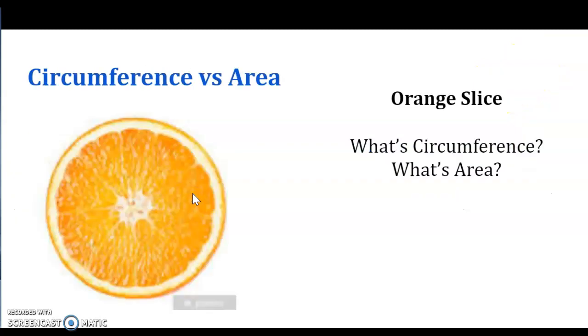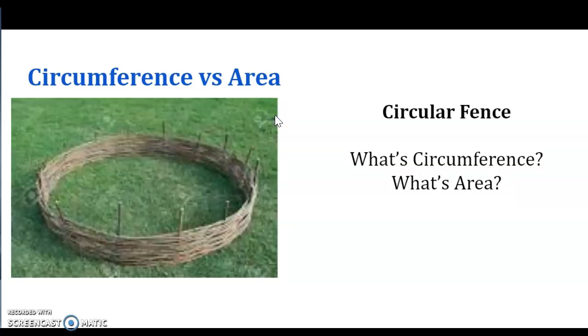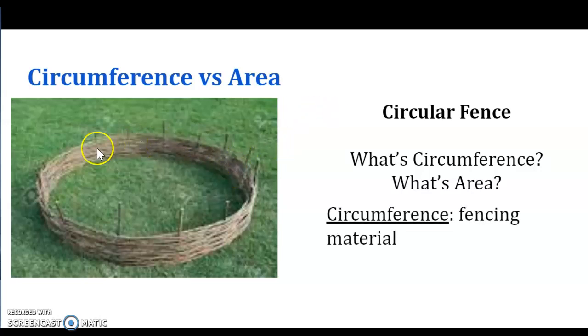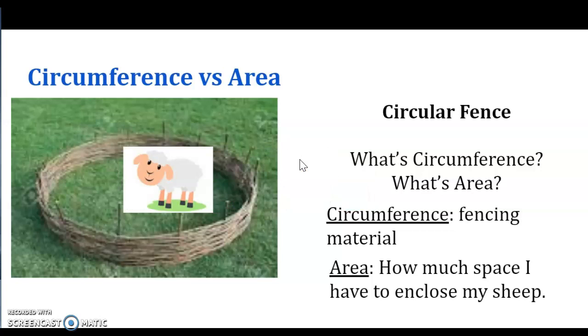What's a circumference? What's an area in this case? Orange slice. Circumference, we're talking about the outside length. So that's going to be the peel. What's the area? That's the inside part. That's the pulp that we like to eat. What about this example? What's the circumference? What's the area? Well, the circumference is the fencing material around this fence, and the area is how much space you have to enclose your sheep. And here's my sheep. Bah!